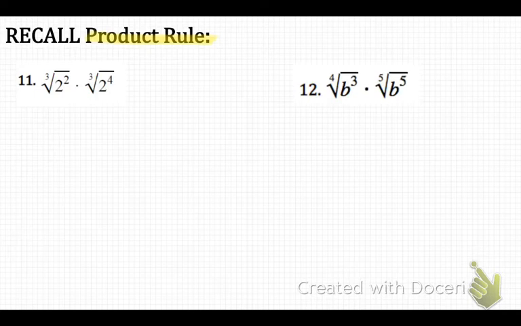So for number 11. Okay, so back to our math. I have the cube root of 2 squared times the cube root of 2 to the 4th power. For my first method, I want to turn these each into fractional exponents. So for my first one, I have 2 to the what power?